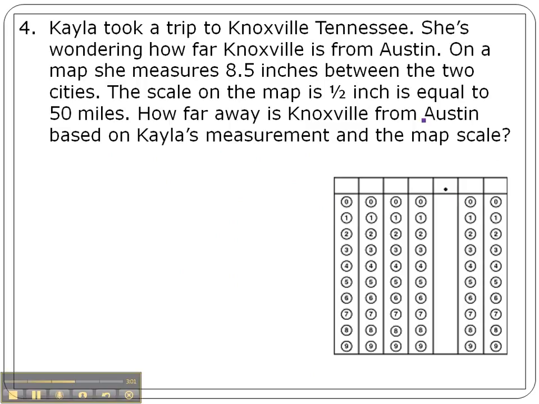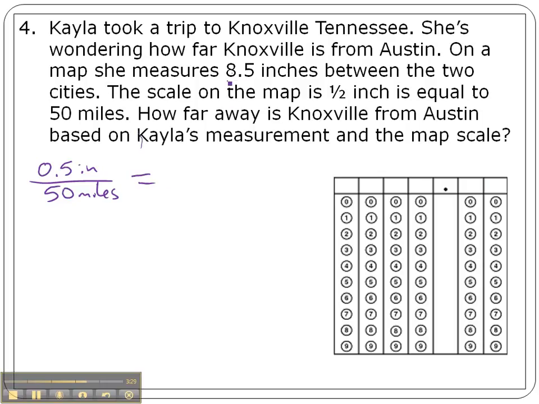Problem 4. Kayla took a trip to Knoxville, Tennessee. She's wondering how far Knoxville is from Austin. On a map, she measures 8.5 inches between the two cities. The scale on the map is 1/2 inch is equal to 50 miles, so let's write that rate down. 1/2 inch, or 0.5 inches per 50 miles. How far is Knoxville from Austin based on Kayla's measurement and the map scale?